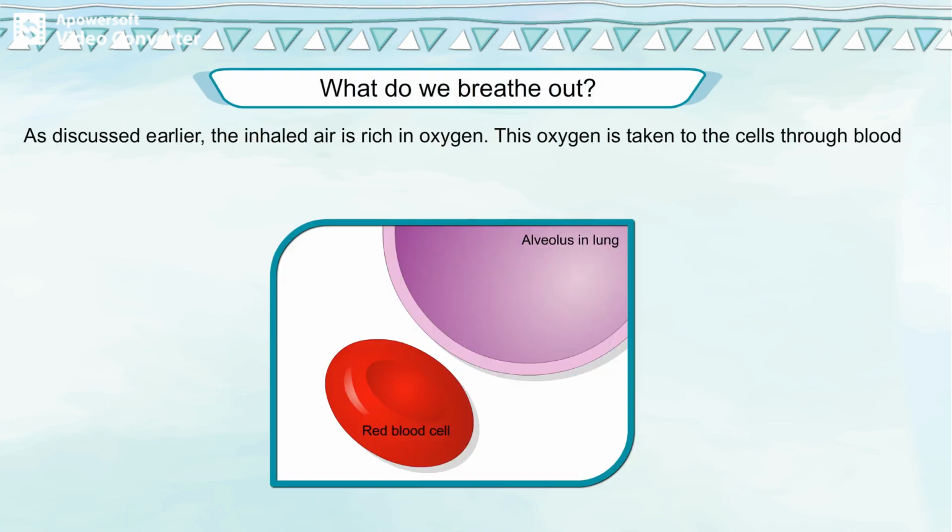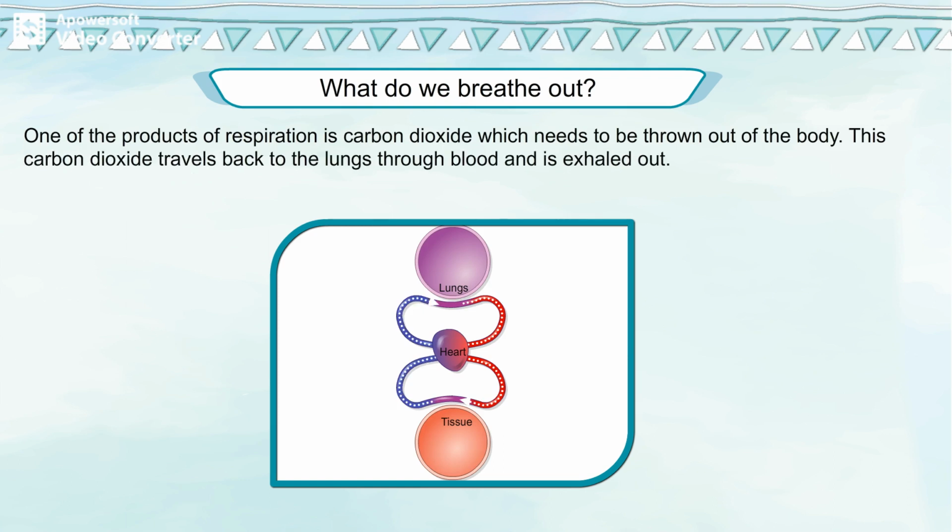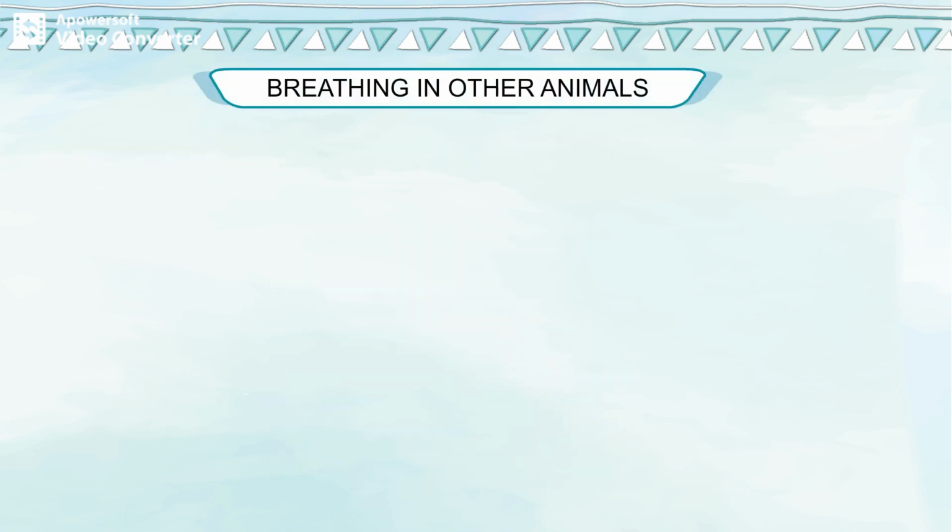As discussed earlier, the inhaled air is rich in oxygen. This oxygen is taken to the cells through blood, where it is used up in respiration. One of the products of respiration is carbon dioxide, which needs to be thrown out of the body. This carbon dioxide travels back to the lungs through blood and is exhaled out.